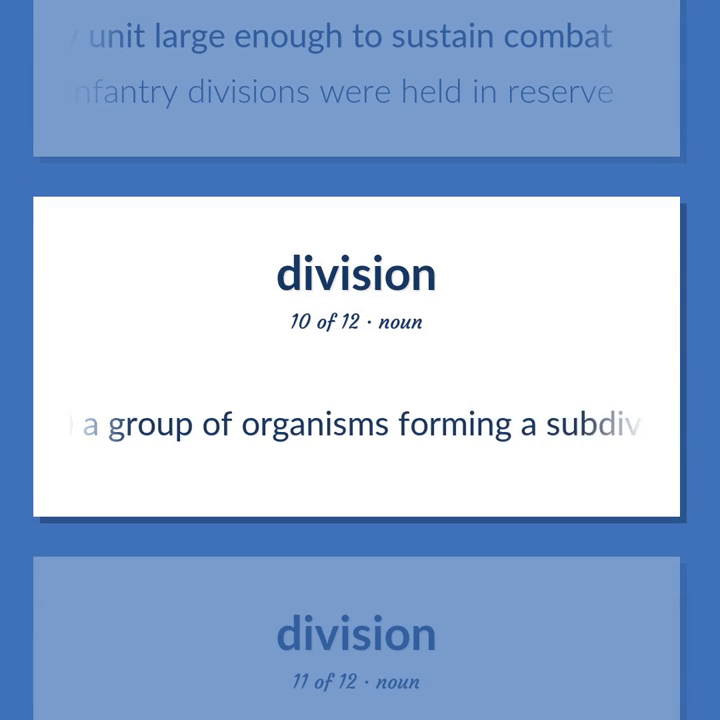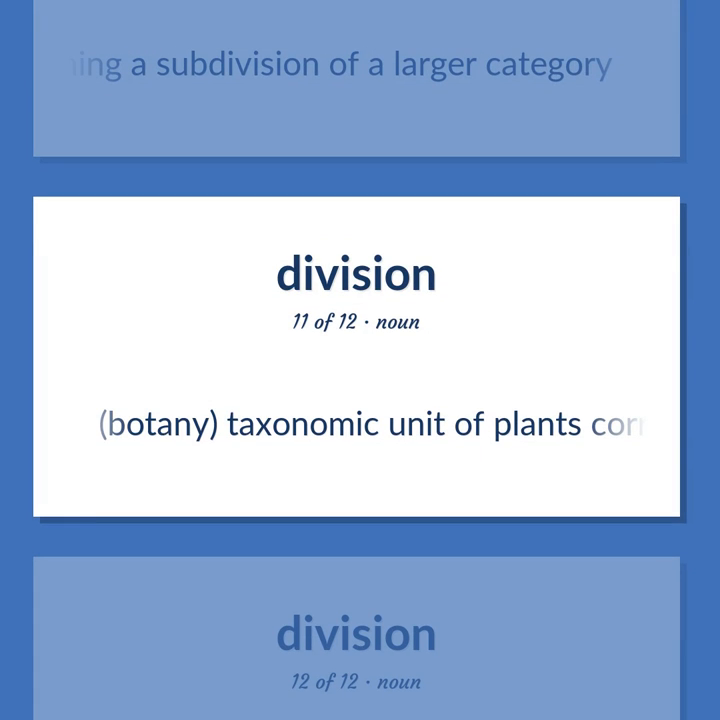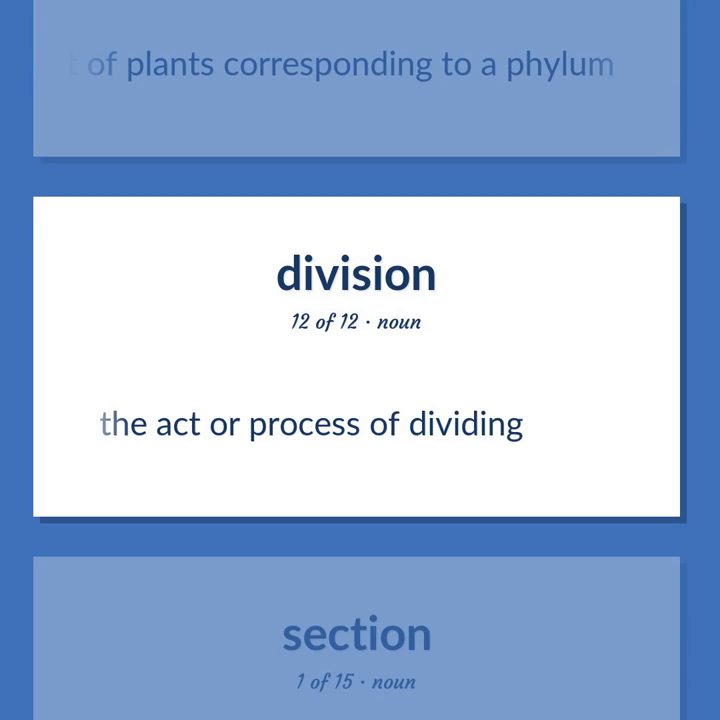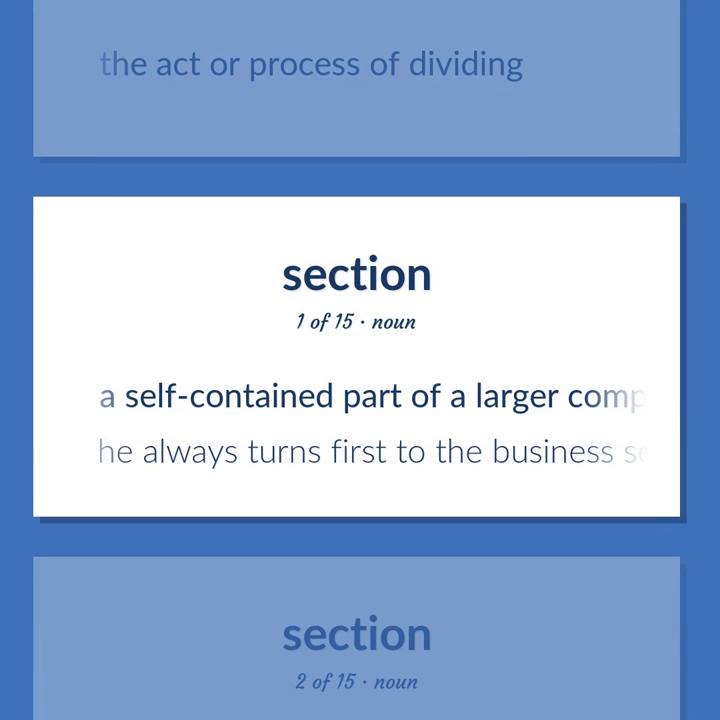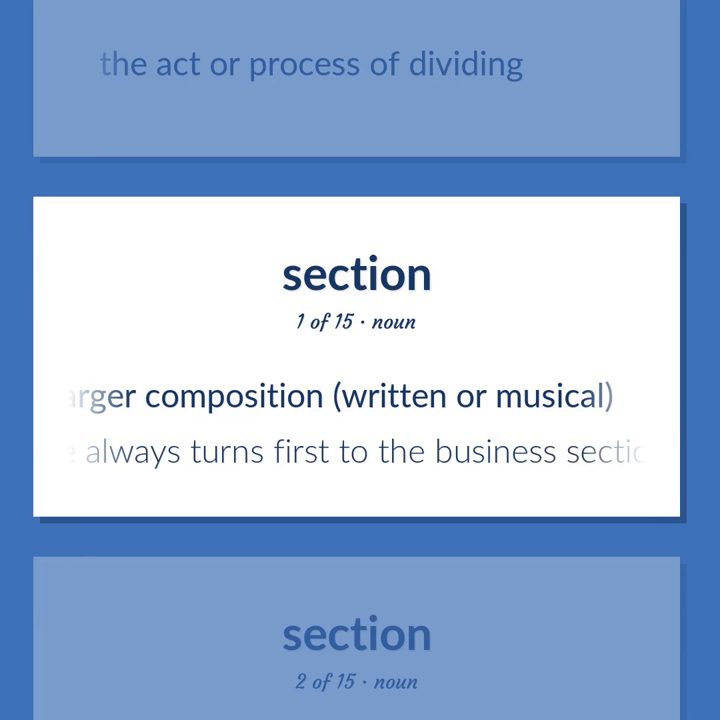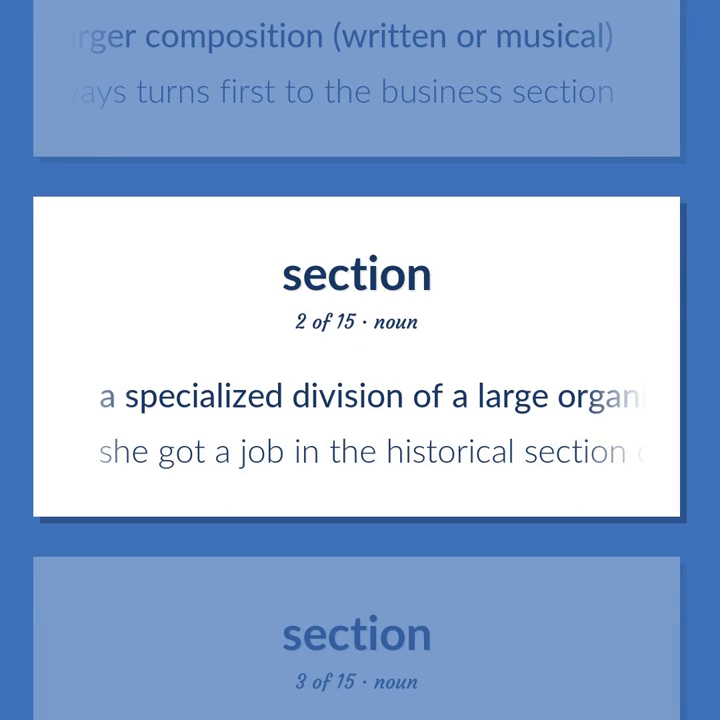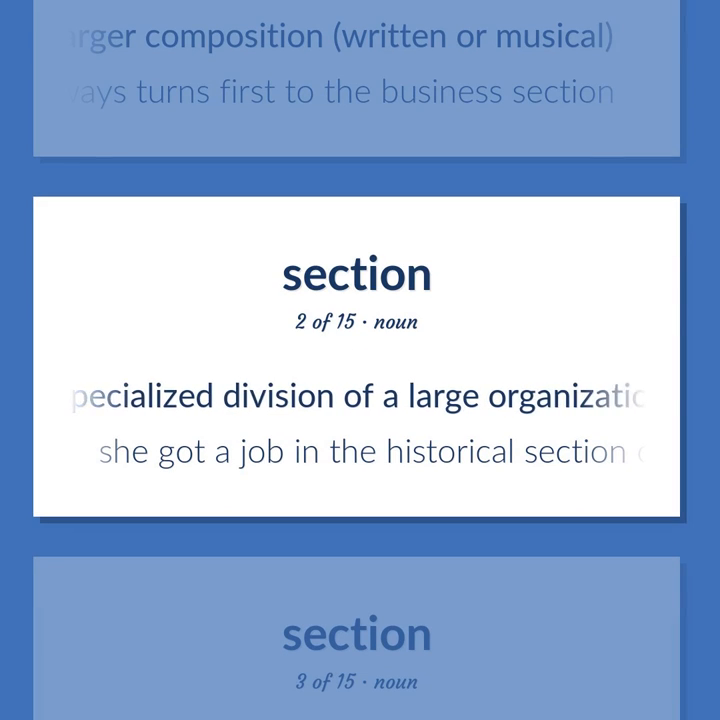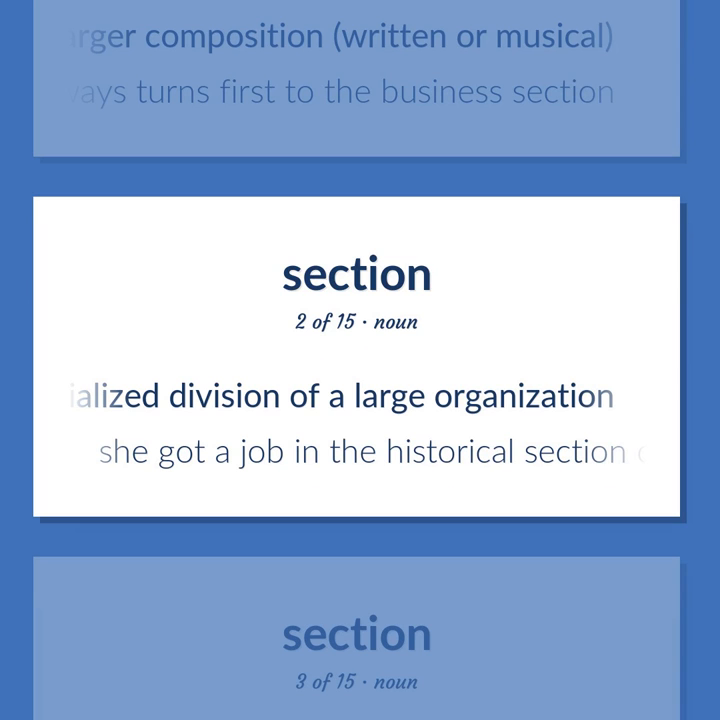Biology. A group of organisms forming a subdivision of a larger category. Botany. Taxonomic unit of plants corresponding to a phylum. The act or process of dividing. A self-contained part of a larger composition, written or musical. He always turns first to the business section. A specialized division of a large organization. She got a job in the historical section of the treasury.